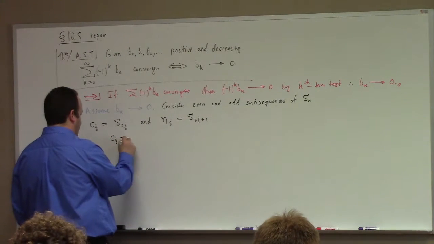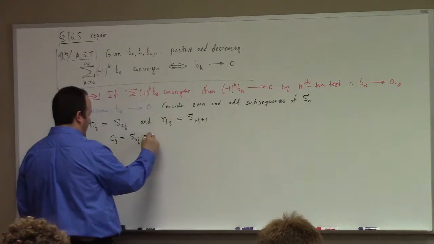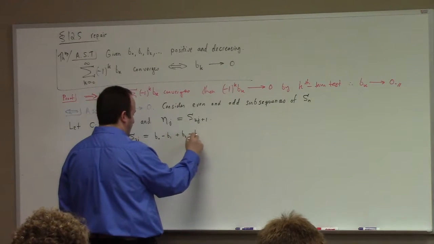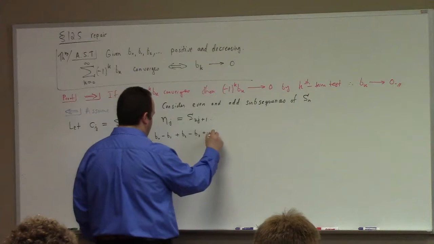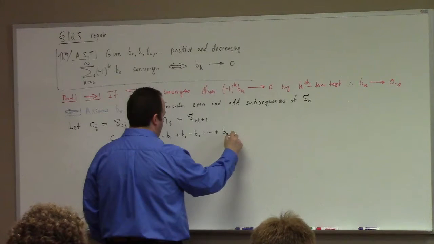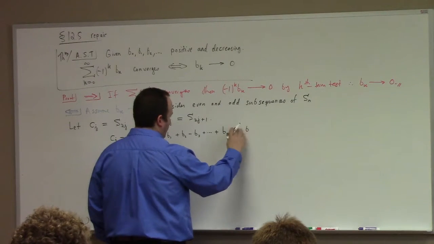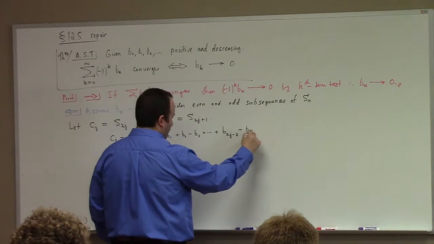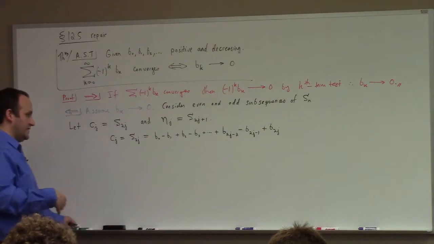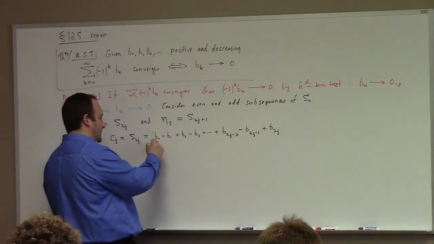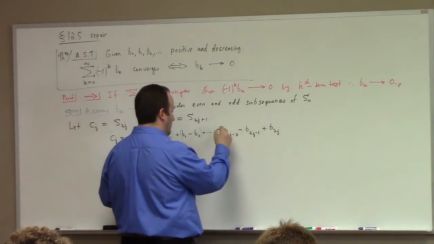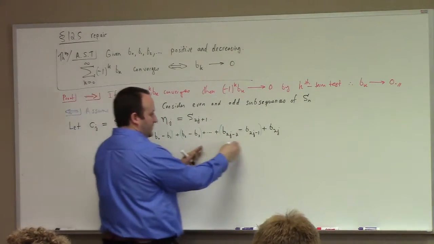So first of all, c_j is what? c_j is S_2j, right? Which, by the way, is, as we argued yesterday, b_0 minus b_1 plus b_2 minus b_3 plus, and so on, plus b_(2j-2) minus b_(2j-1) plus b_2j. And since the b's are decreasing, as we saw yesterday, all these things I'm grouping in green are positive, right?